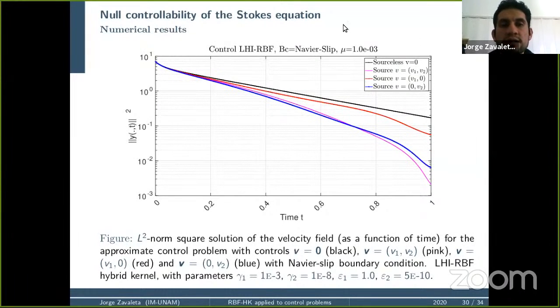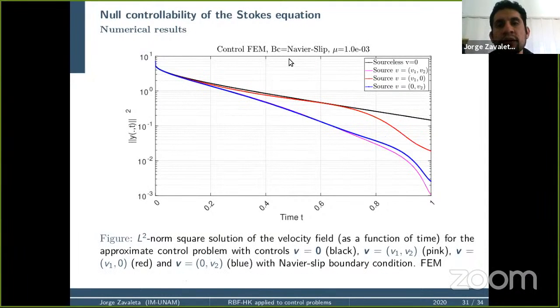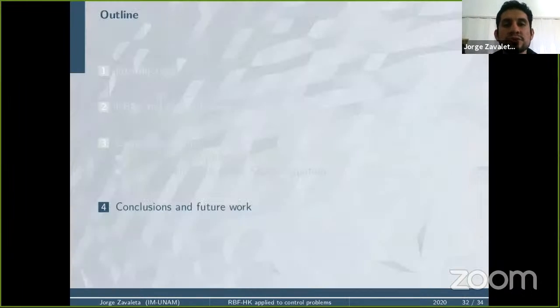Here is for the local RBF method using Navier slip. I put the Dirichlet setting, but they also proved it using Navier slip boundary conditions. And this is the behavior of the same problem using finite element methods. And as we can see, we have almost the same behavior for all the solutions.